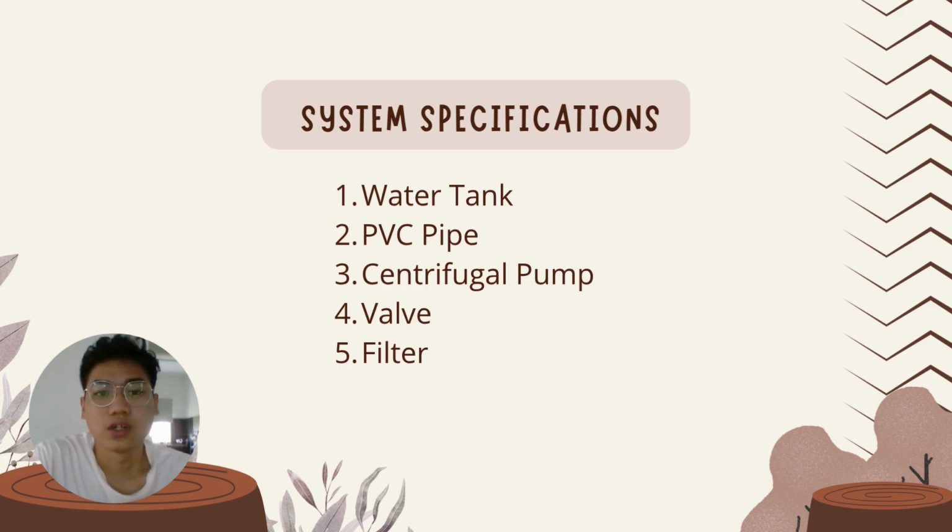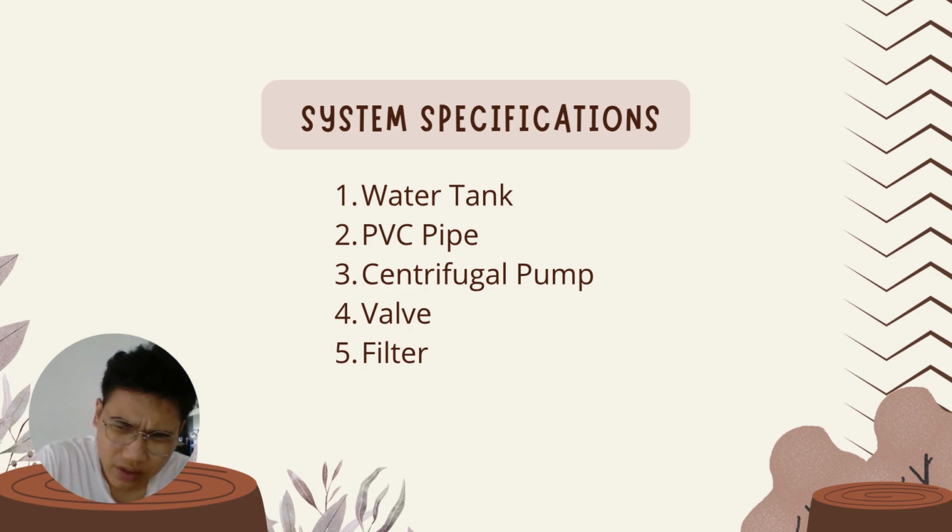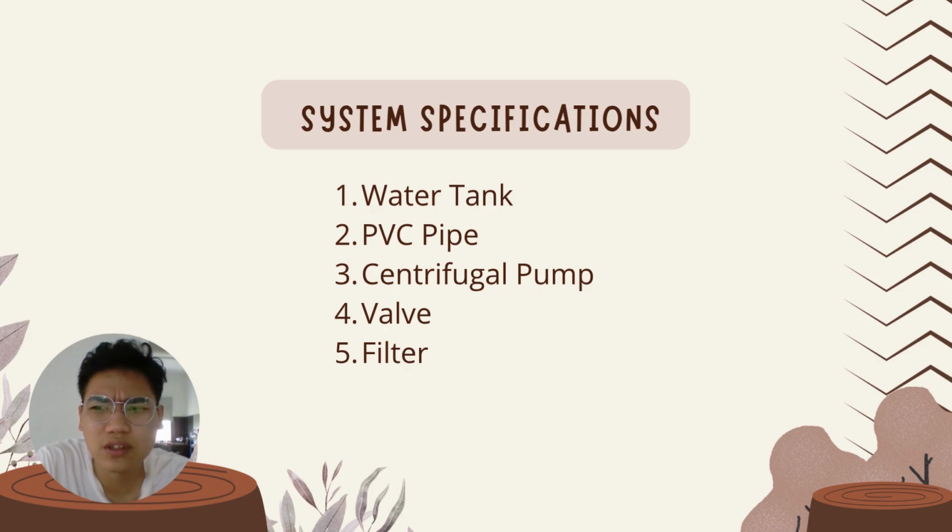Thank you. So I will continue with the system specification part. The system is intended to support ongoing building construction activity by supplying water efficiently, thus the pipeline and pipe layout are carefully designed, ensuring both reliable operation and cost effectiveness. This piping system is developed with simplicity, durability, and performance in mind. It contains a water tank, PVC pipes, centrifugal pumps, valves, and filters.